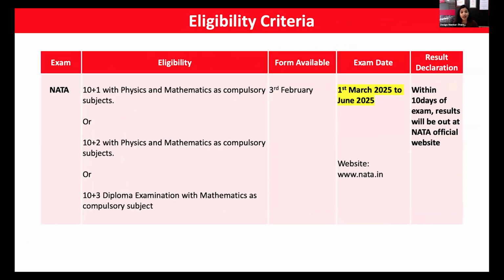Eligibility criteria, again, very important. A 10+1, 11th grade student can also give the NATA exam, with physics and chemistry as compulsory subjects. A 12th grade student, 10+2 with physics and maths as compulsory subjects, or a 10+3 diploma examination with mathematics as a compulsory subject. All these categories are eligible to give the NATA exam. From today onwards, forms are available on their website, that is www.nata.in. Exam dates will be from 1st March to June 2025. The result, you will get on their official website 10 days after the exam.